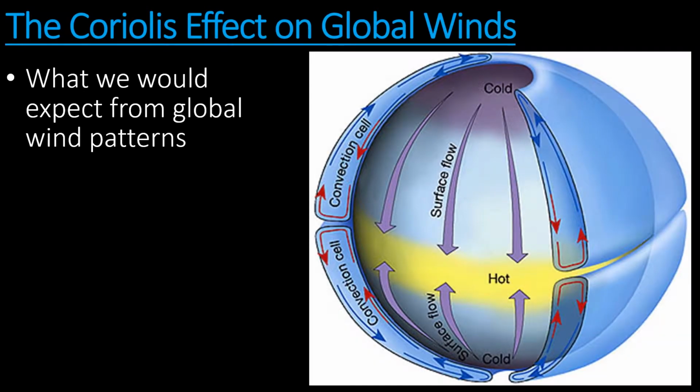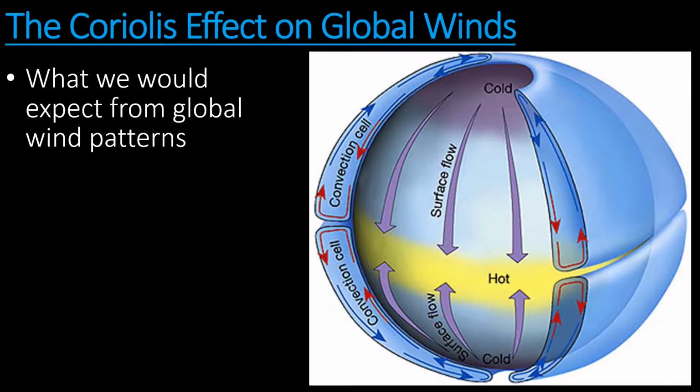So if the Coriolis effect didn't exist, what we would expect would be global wind patterns only influenced by the heat of the sun. If our entire globe went at the same rate, we would expect global wind patterns that would solely be influenced by the heat of the sun. And so we would only have 2 convection cells.